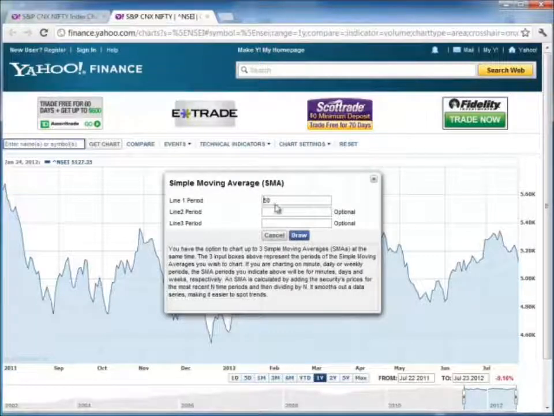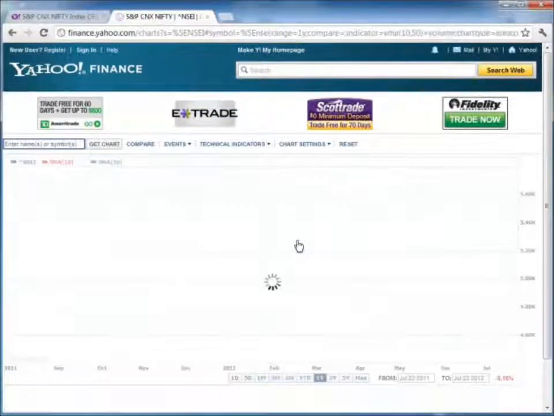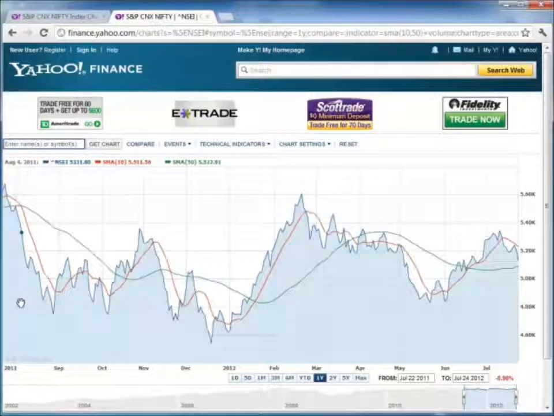So what I'm going to do is draw for us the 10-day moving average and I'm going to draw the 50-day moving average. And I click draw. And then you can see this is what it looks like. So in this case, the red line is the 10-day moving average. You can see it up here. And the green line is the 50-day moving average. And these are simple moving averages.